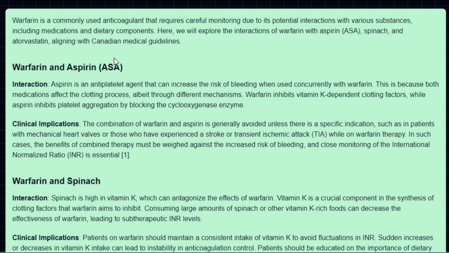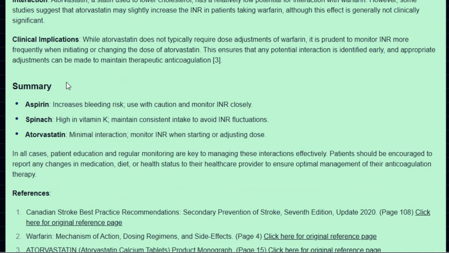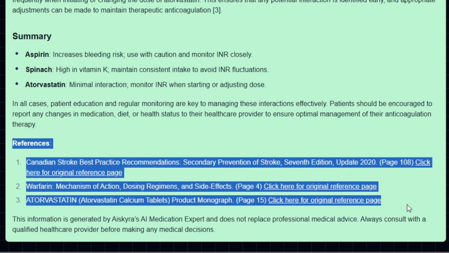For example, warfarin and aspirin, the AI has included information about the mechanics of the interaction itself, as well as its clinical implications. And at the very end, a summary was also provided. And then you can also check out the references for more verification or clarification.